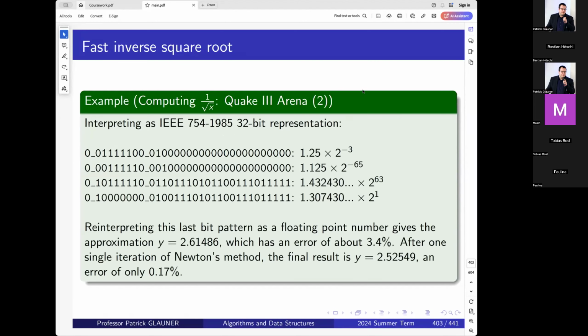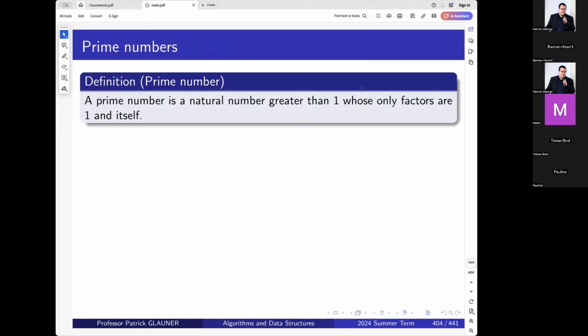So this is the fast inverse square root. In the slides, there are more topics that I'm not explaining now in detail. Just a few words on it, but this is obviously not relevant to the exam.